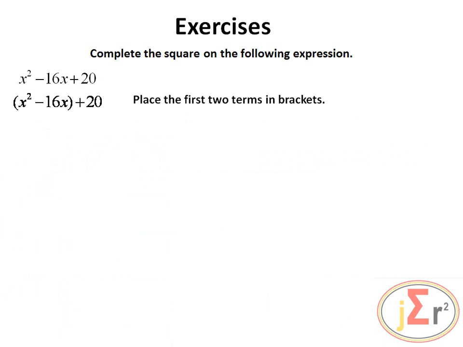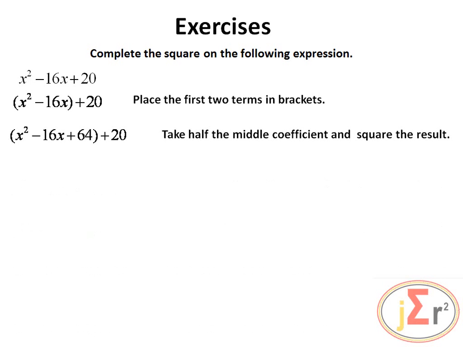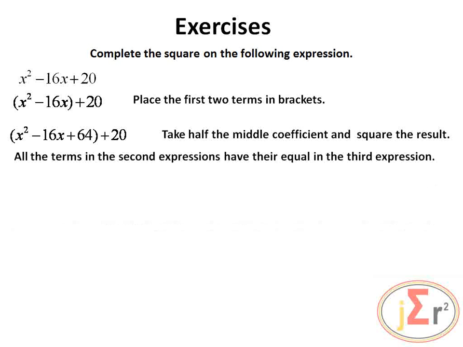Let's take another. Of course, we're going to place the first two terms in brackets. Then, as usual, we are going to take half of the middle coefficient and square the result. So what is the middle coefficient? The middle coefficient is negative 16. Half of negative 16 is negative 8. When we square negative 8, we get a positive 64. And notice that everything else is equal, those also, and that. So the one that was not there before is a positive 64.